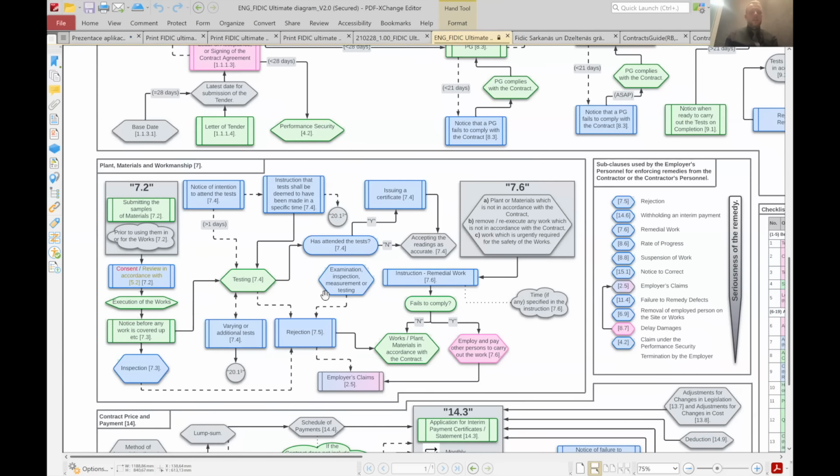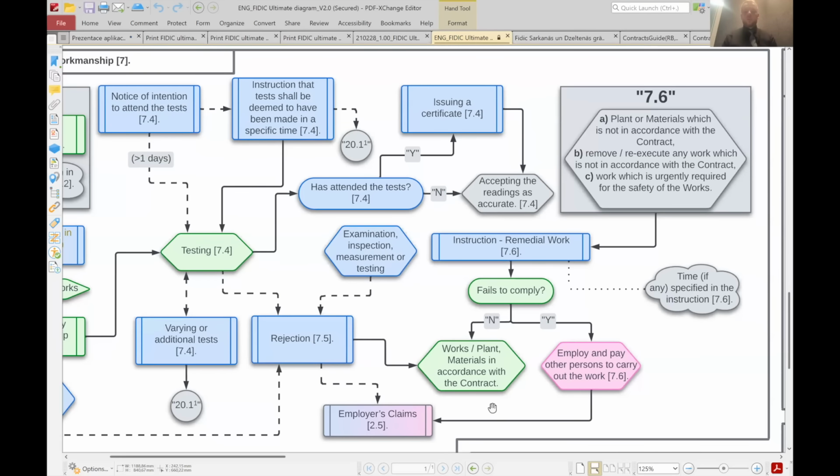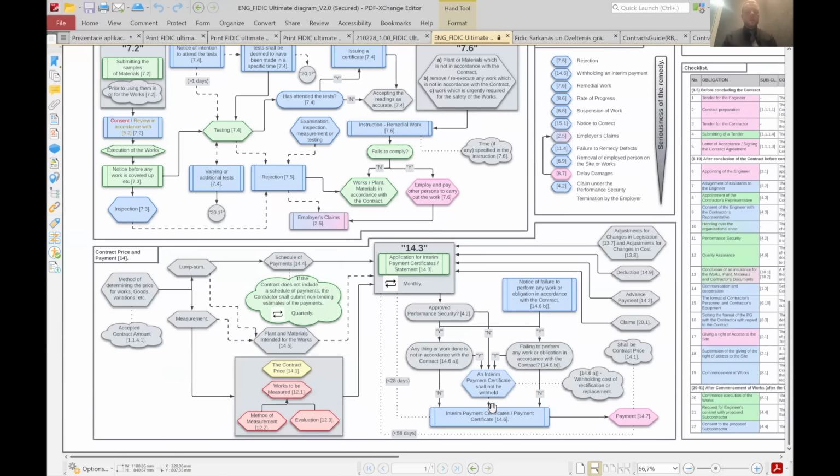So let's get back to the testing. We have a part of the diagram for the tests, when the tests should be done. You can see that the engineer is the main certifier of the tests. So the engineer is quite active during these procedures. He's certifying the test, he is rejecting the test, or he's providing an instruction to do another test. So quite a lot of possibilities for what to do.